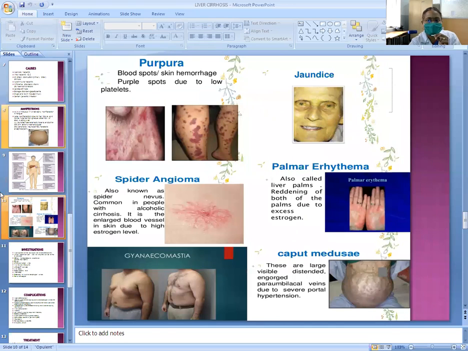Now these are the various manifestations in a liver cirrhosis patient. Can present with purpura, varices, spider angioma, gynecomastia, enlargement of breast veins, jaundice. This is palmar erythema. This spider angioma or spider nevus and palmar erythema are mainly because of the estrogen level. And this is ascites with dilated abdominal veins.